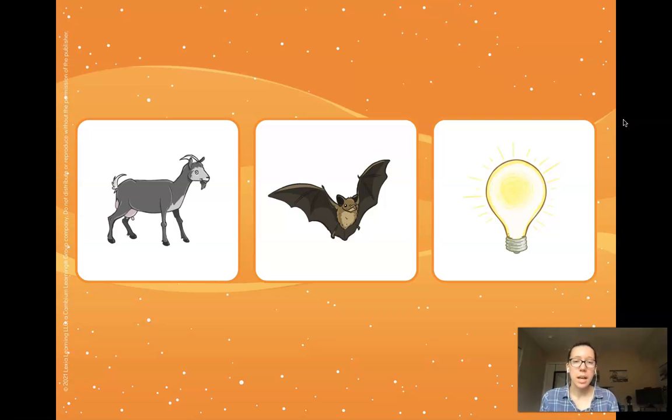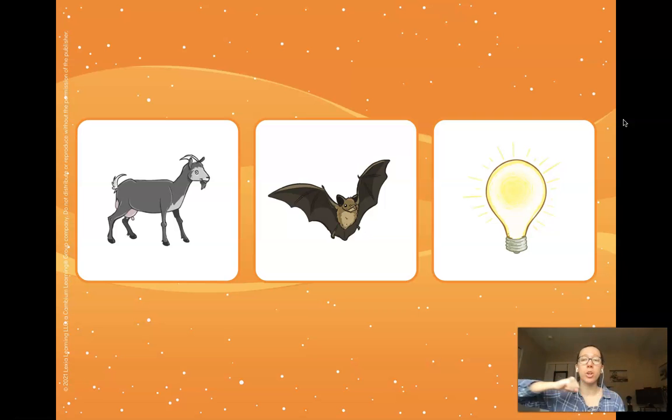Finally, we have a goat, a bat, and a light. What ending sound do all three of these words share? Goat, bat, light. Good, these words all share the ending sound T, made by the letter T. First we have goat, G-O-T. Goat has the ending sound T. Next we have bat, B-A-T, also has the ending sound T. And lastly we have light, L-I-T, has the ending sound T, also made by the letter T.